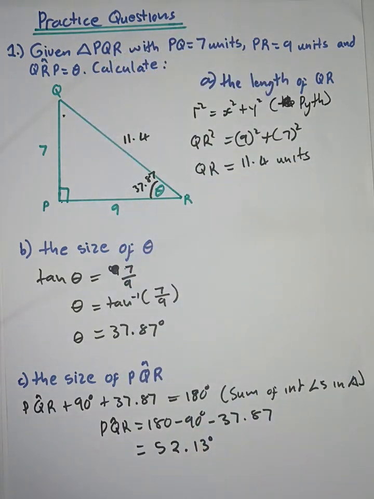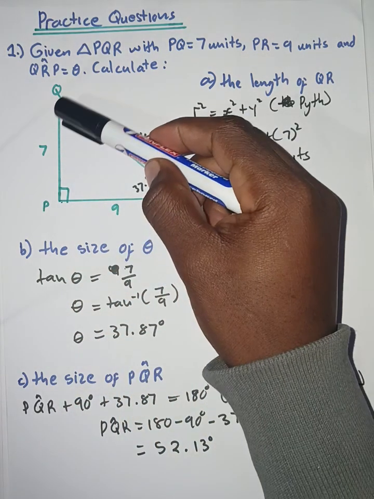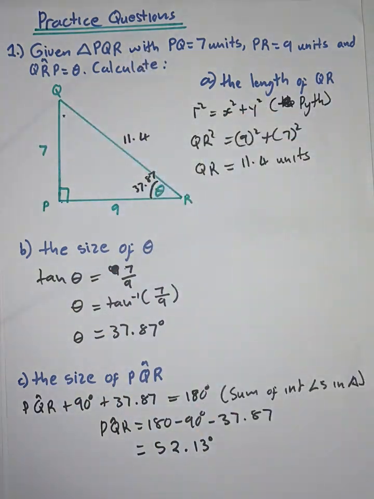Now you could have even chosen to use any of those ratios, since you are looking for that angle and you have all of the sides.